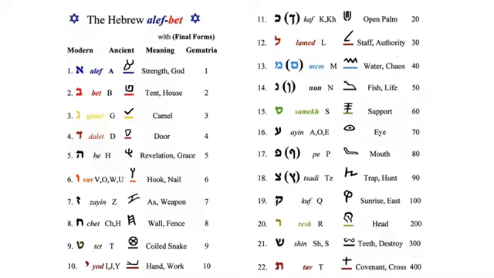And welcome back. Okay, remember last time we talked about the Hebrew alphabet? It has 22 letters. Here's the picture of it. You've got the modern Hebrew, its name, the sound that it makes, its ancient symbol. Every Hebrew letter has a picture, its meaning, and each letter has a gematria value. So just keep that in mind, or go back and watch the other video.